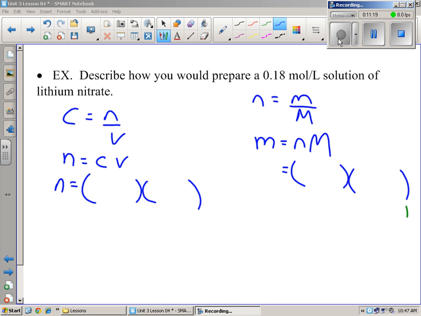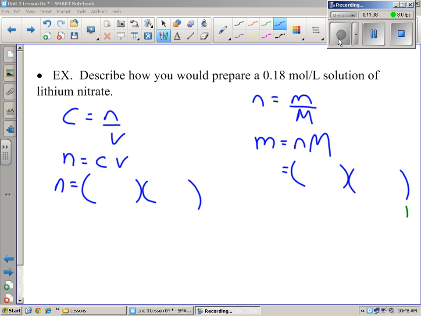Okay, so once again, we're going to start with these 2 formulas here: C equals n over V and n equals little m over big M. We want to find how you are going to prepare this. Basically what they're saying is, what are we going to weigh out? How much lithium nitrate do we need to weigh out, and how much do we need to put it into to get this concentration of 0.18 molar?